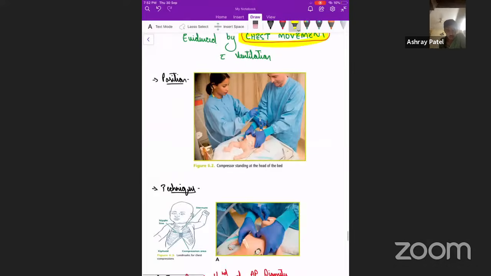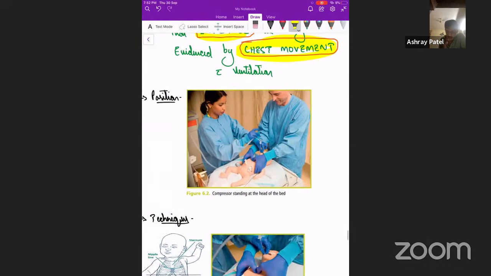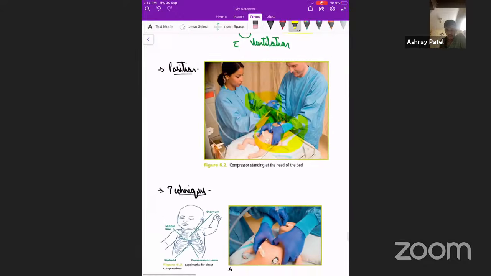So what is the position? Now we need two personnel, correct? One to give the positive pressure ventilation, and one more to give the chest compression. The person who is going to give chest compression stands near the head of the baby, and the person who is going to give the positive pressure ventilation will stand towards the right side of the baby. That is the position.